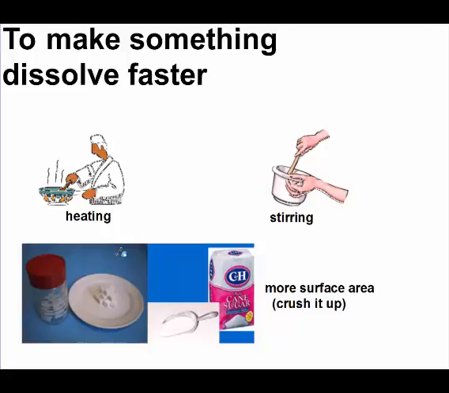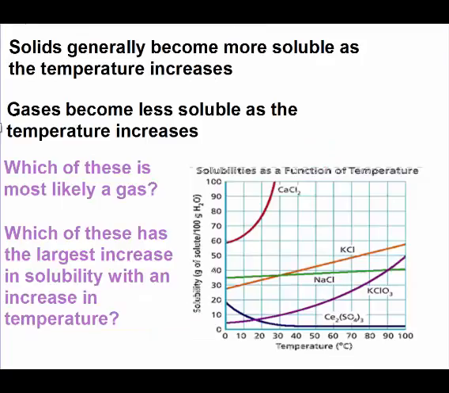Instead of sugar cubes, we use granule sugar to make things dissolve faster. When you add sugar to tea, you don't just let it sit there, you usually stir it. You can change the solubility of a solid by changing the temperature.